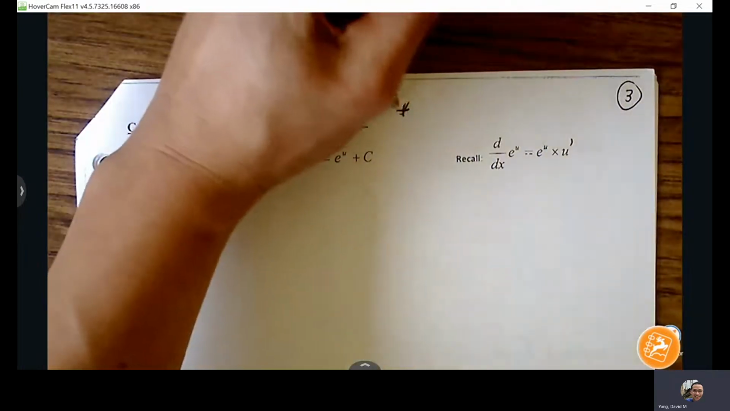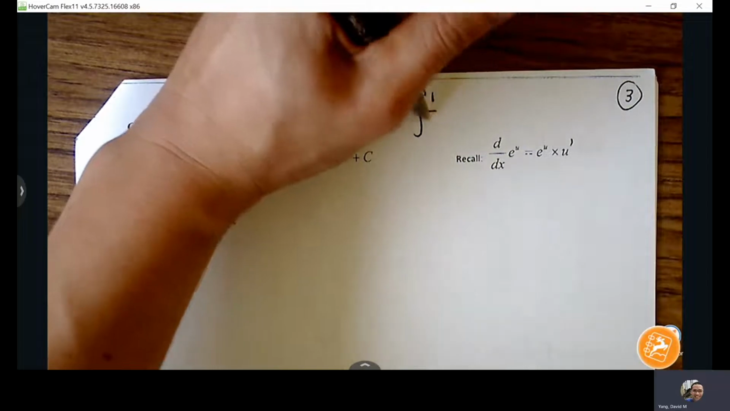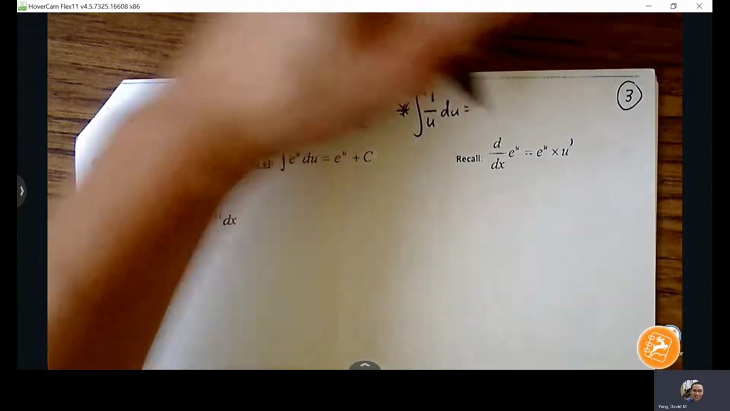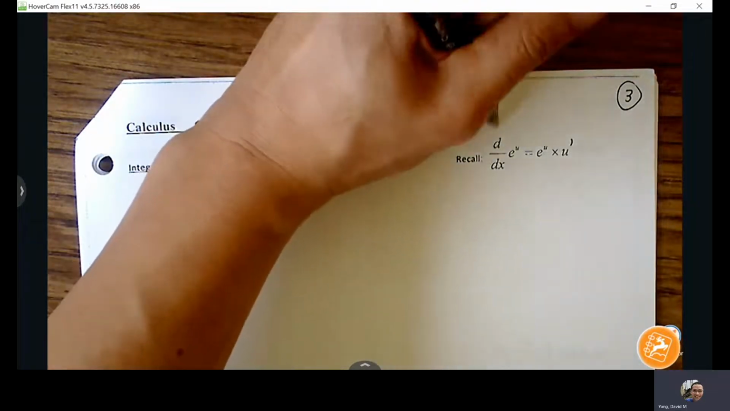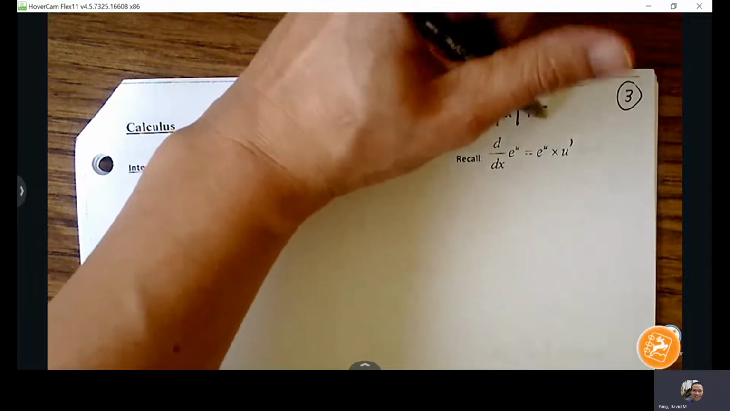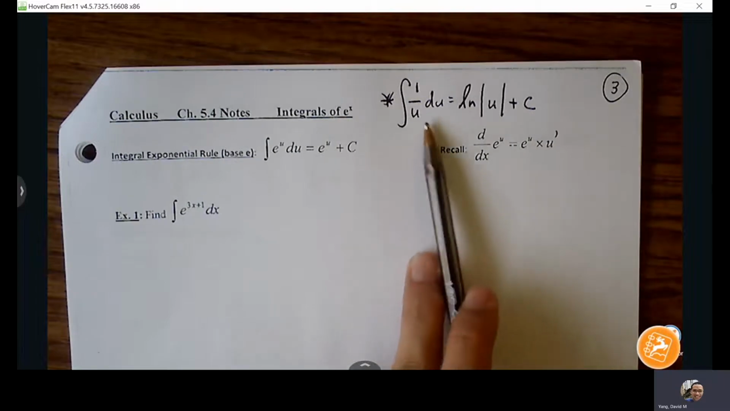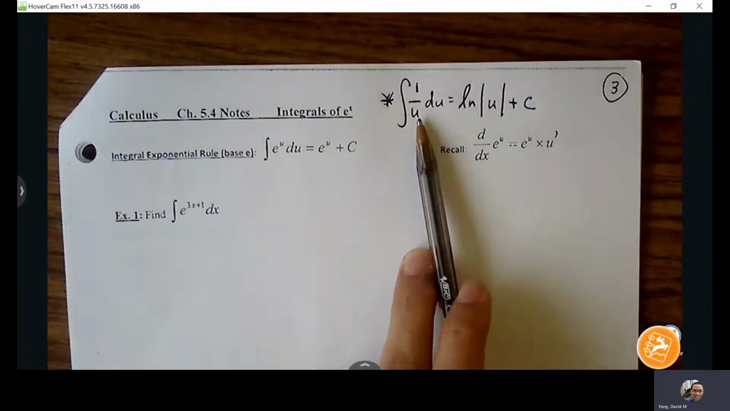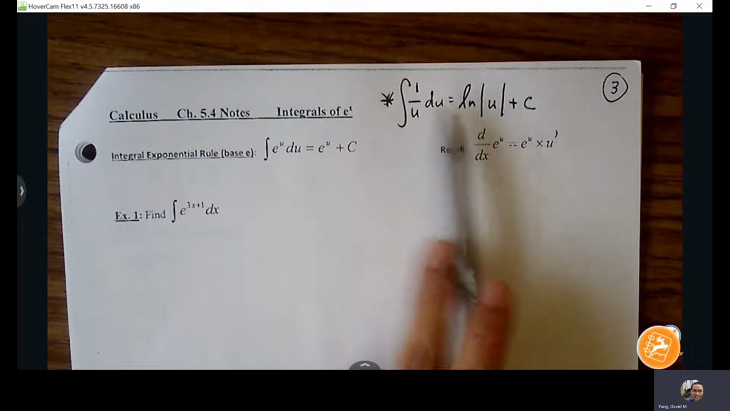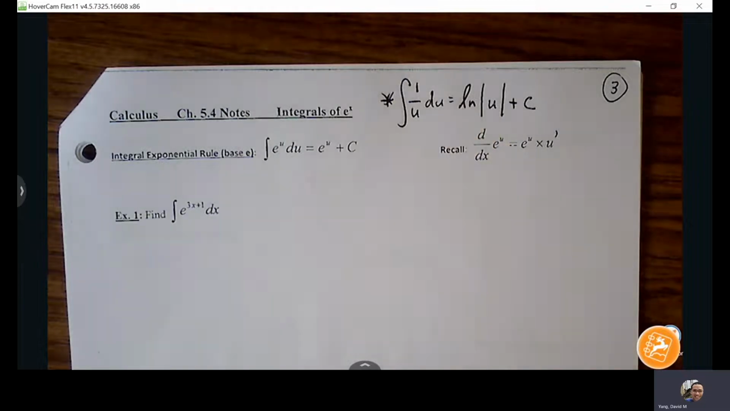Yesterday we learned that the antiderivative of 1 over u du, if it's in that form, gives us natural log absolute value of u plus c. But it only works if it's u to the first power in the denominator. If your variable in the denominator is any other power, you've got to bring it up to the numerator, change the exponent, and go through power rule.